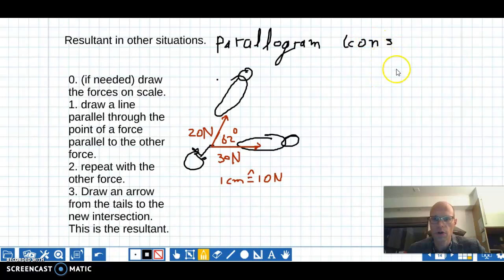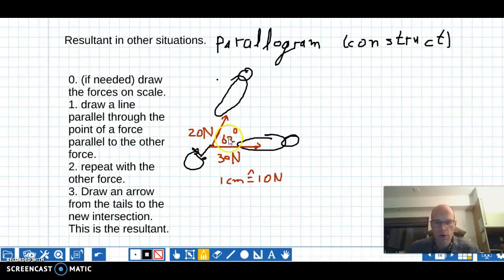This is how it's called with physics if you precisely draw to get your answer. Construct. And if needed, you need to draw the forces on scale. And as you can see, I have 30 newtons and 20 newtons with an angle of 62 degrees.